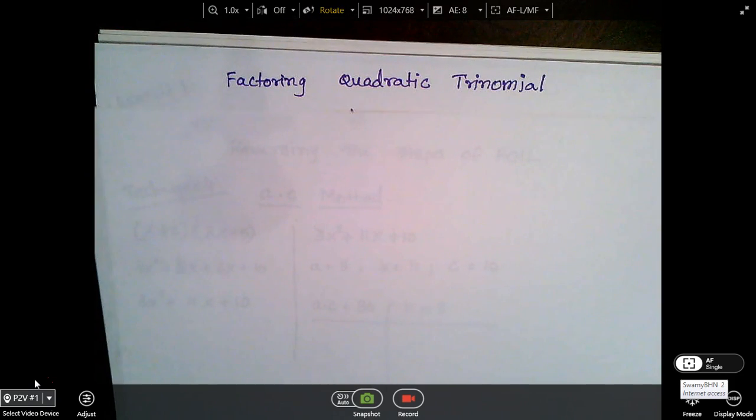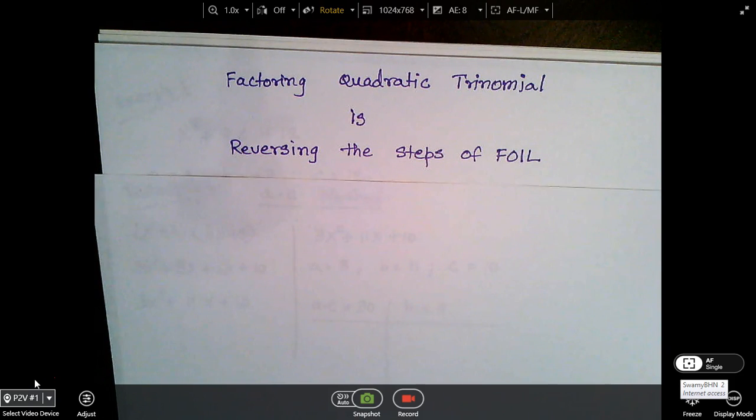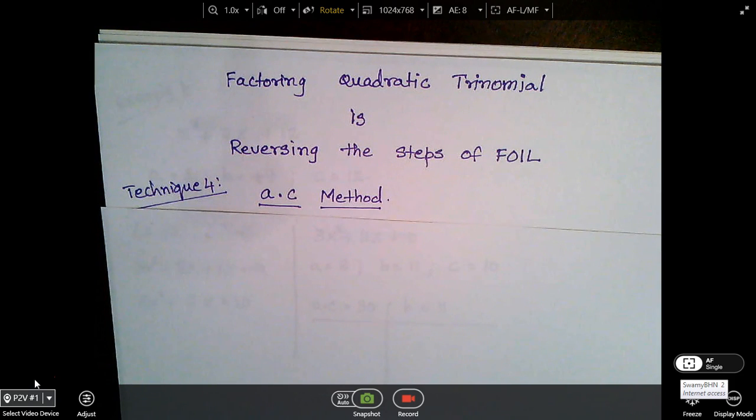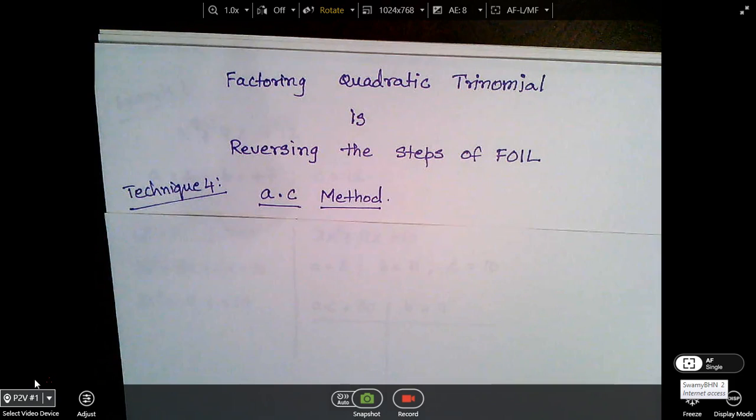So when we talk about factoring quadratic trinomial, we saw that factoring is reversing the multiplication process, right? So factoring a quadratic trinomial is reversing the steps of FOIL. All right, so we are going to reverse the FOIL steps. So the technique 4 that we are going to learn today is called A times C method. There are a lot of other methods people use to factor a quadratic trinomial, but I have found this method to be more convenient and easy to understand.